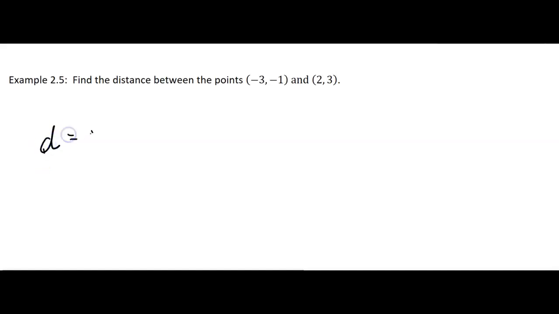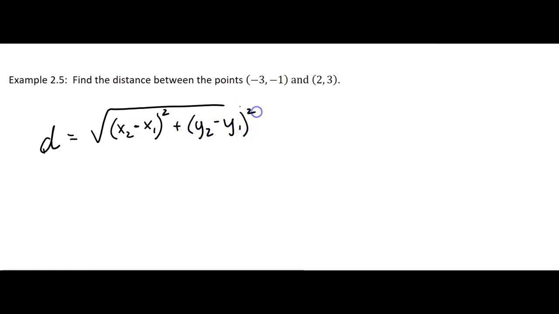The distance is equal to the square root of (x sub 2 minus x sub 1) squared plus (y sub 2 minus y sub 1) squared. And then what I usually tell students to do is label your points. Make this x sub 1, y sub 1, and this one x sub 2, y sub 2.